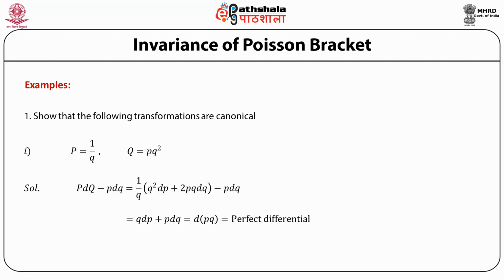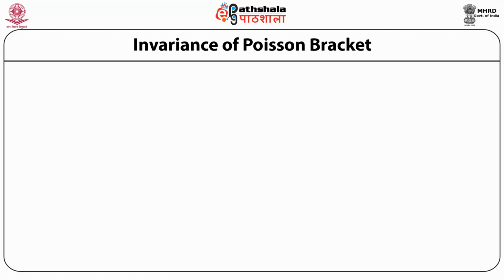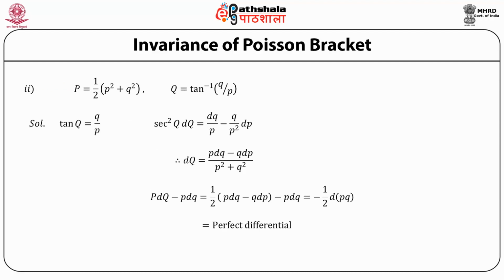To show that this transformation is canonical, we need to show that capital P dQ minus small p dq is a perfect differential. Then this transformation would be canonical. So we take the differentials dQ and dq, substitute them, and we find that this expression is equal to q dp plus p dq, which is the total derivative of p times q, so it is a perfect differential.